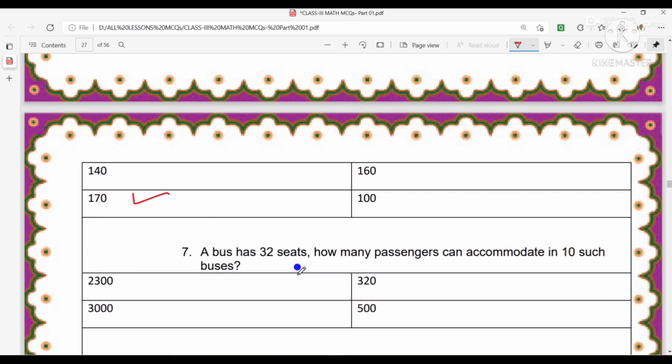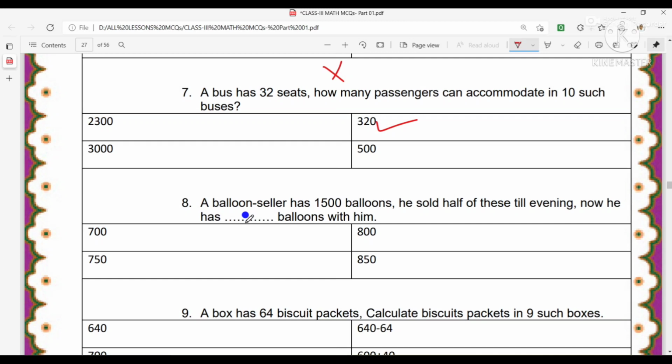A bus has 32 seats. How many passengers can be accommodated in 10 such buses? You have to multiply 32 into 10. That will be 320.